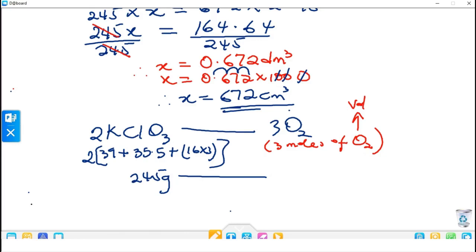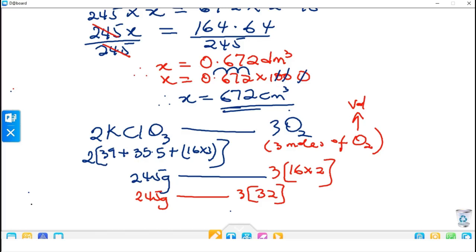So what we need to do is to also calculate the molar mass of the oxygen gas. In this case, we have 3 into oxygen is 16, and we have 2 atoms of oxygen there, so this will be 16 times 2. What we're going to have is 245 grams now, as against 3 into 16 times 2, which is 32. So 3 times 32 is 96. What it simply means is that 245 grams of potassium chlorate will give us 96 grams of oxygen gas.